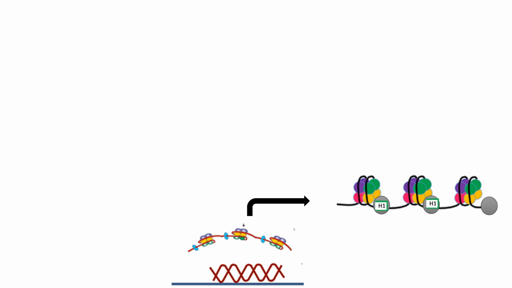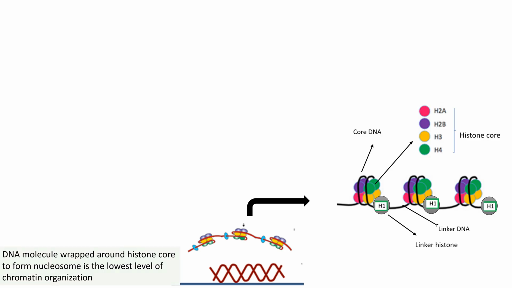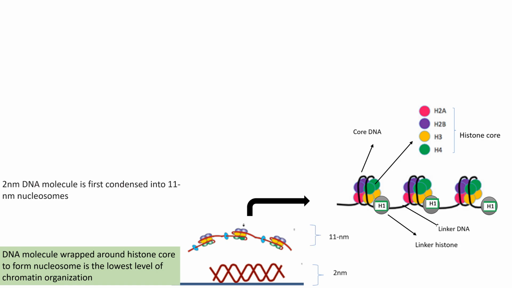Let's discuss the packaging of DNA to form higher order chromatin structure. DNA molecules wrapped around histone core to form nucleosome is the lowest level of chromatin organization, in which a 2 nm DNA molecule is first condensed into 11 nm nucleosome.